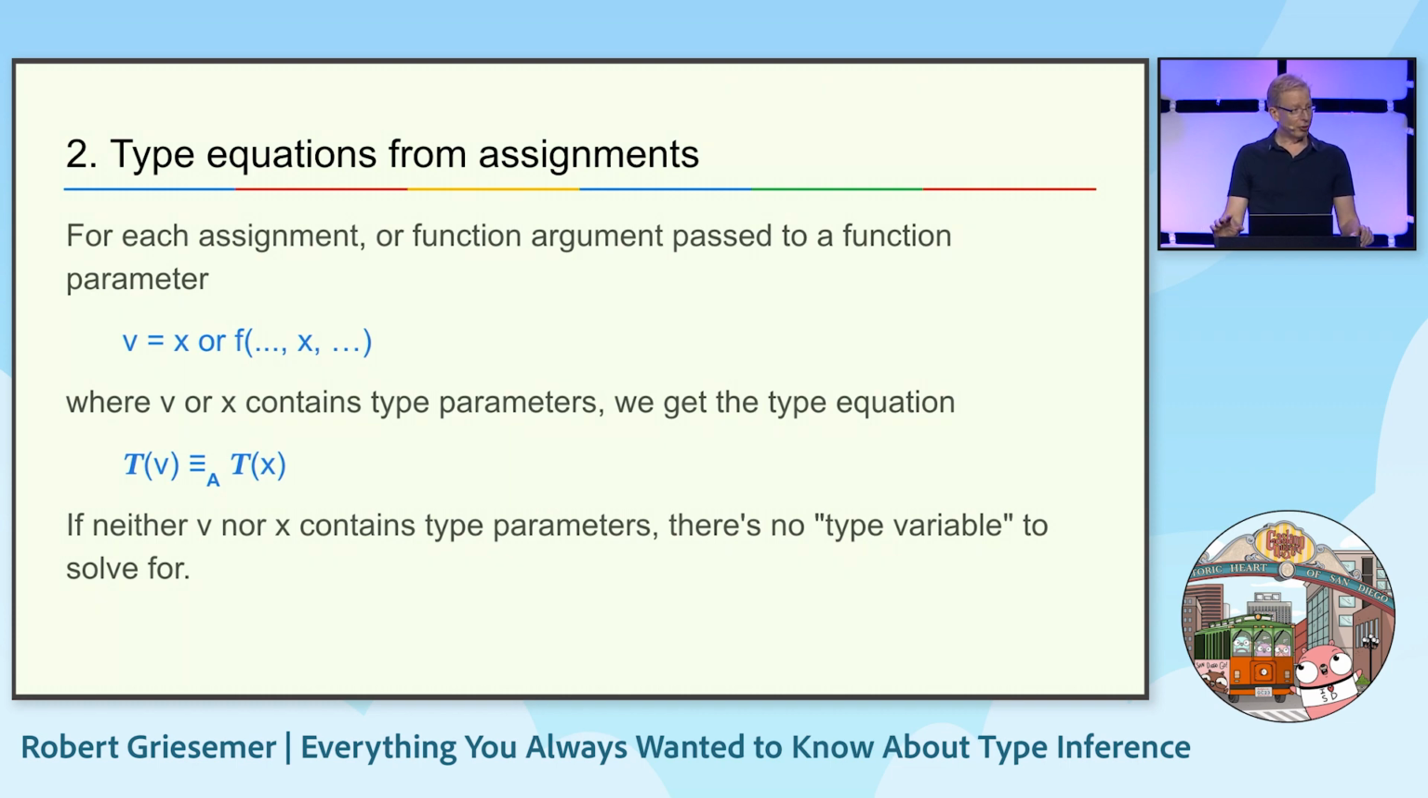Note that if neither v nor x contains any type parameters, the equation is either true because the assignment is valid Go code, or it is false because the code is invalid. This is no different, this is just ordinary Go code that's not generic. So there's no type variable to solve for. And for this reason, type inference only considers types that contain type parameters of the involved functions.